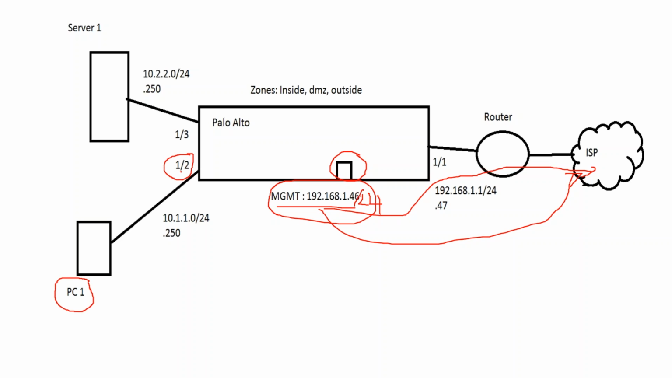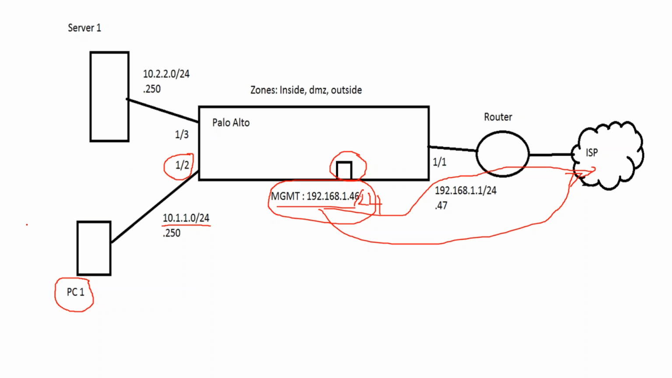Now, what is the network address for this 1/2 adapter? I am talking about this one, 10.1.1.0. This is the network address for this 1/2 network interface. You can see here, this is my internal network.